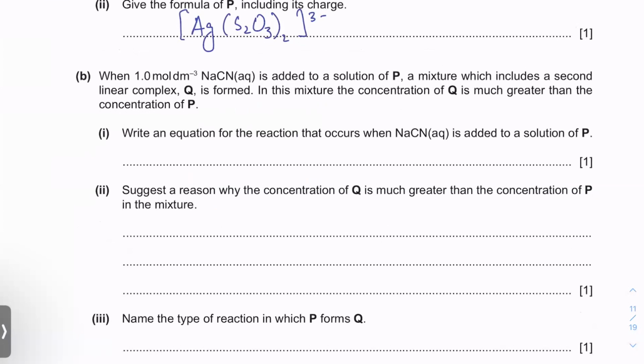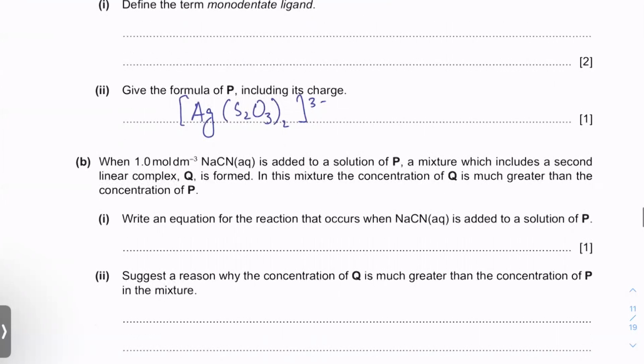When 1 mole per dm cube NaCN is added, it is important because it will give us cyanide, and cyanide is a much stronger ligand than anything else we have seen. Is added to a solution of P, a mixture which includes a second linear complex is formed. Okay, cyanide ने displace किया होगा. In this mixture, the concentration of Q is much greater than the concentration of P. Q क्या है?